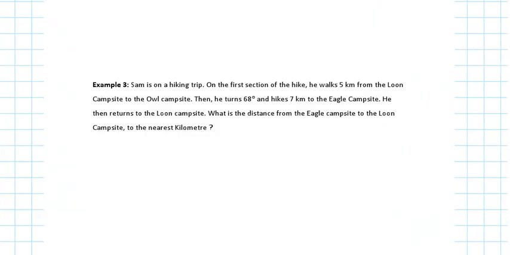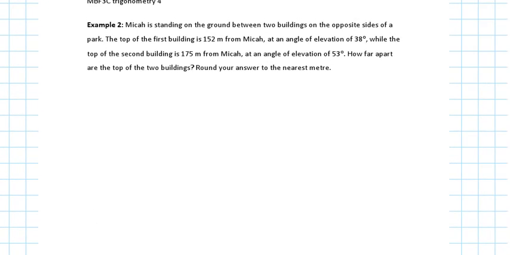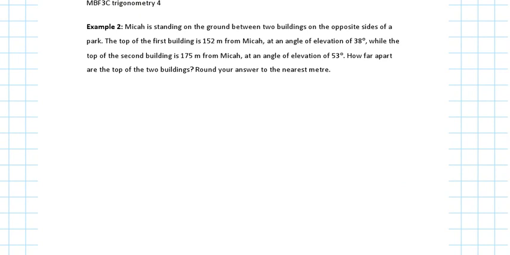Micah is standing on the ground between two buildings on the opposite side of the park. The top of the first building is 152 meters from Micah. So there's two buildings, and he's standing in the middle between them. So you have a building, and he's standing somewhere here in the middle on the ground, right? He has to be on the same level as the ground, okay? So this is where he is.